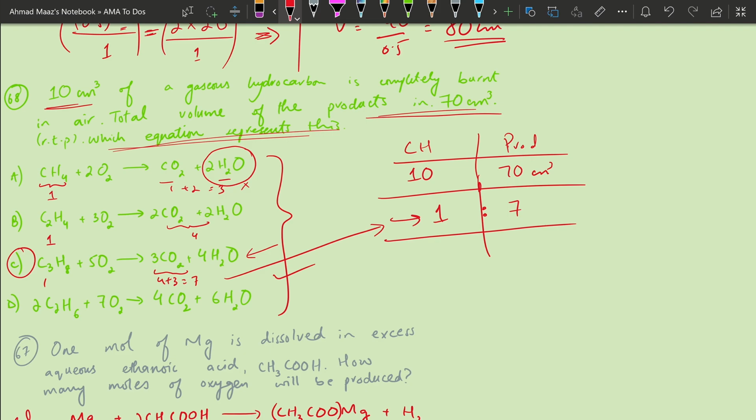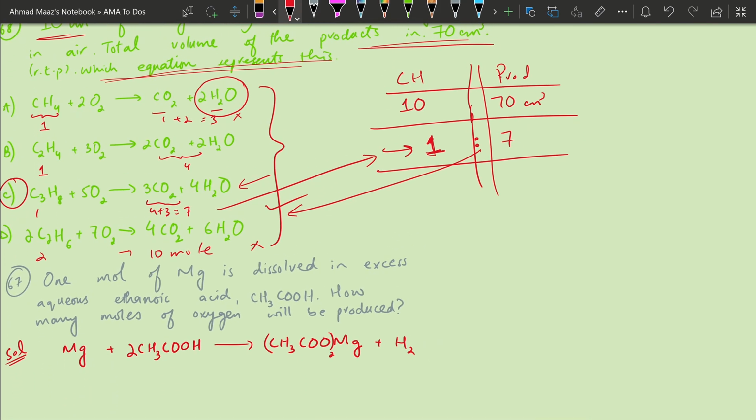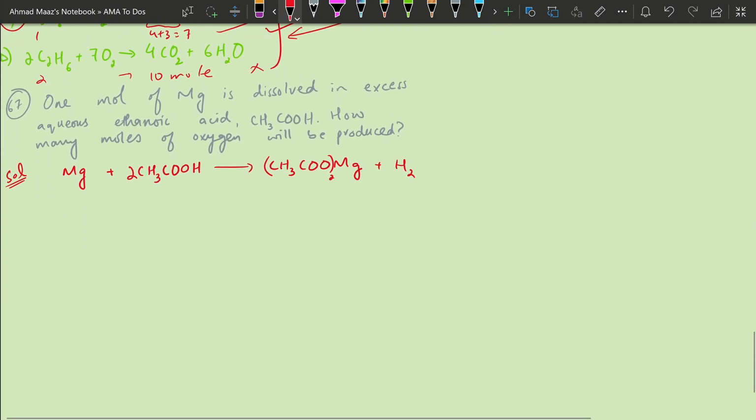And in the next option, 2 moles of hydrocarbon are giving 6 plus 4, 10 moles. That is also wrong. We wanted a reaction where 1 mole of hydrocarbon should give 7 moles of the products. C option is the only true one over here.